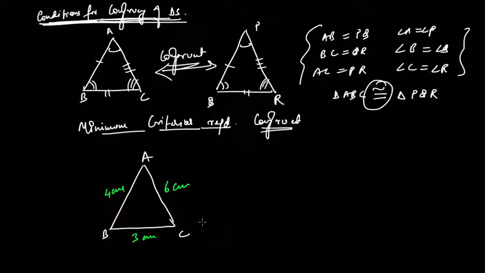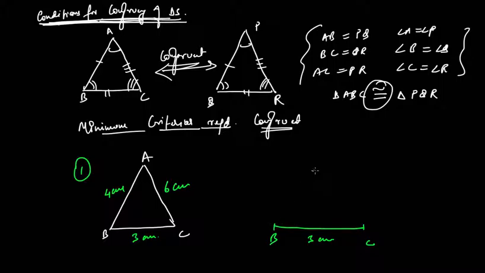So what conditions do I need in order to make that? Suppose, in this figure only three sides are given to me: 3, 4 and 6. Can I draw exactly the same triangle using these given sides? Yes or no? Let us try. I can draw a base BC of 3 centimeters. Now I know this is 4 centimeters, this is 6 centimeters.